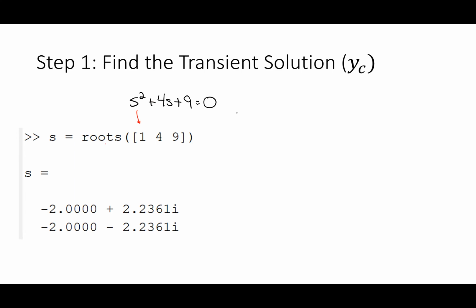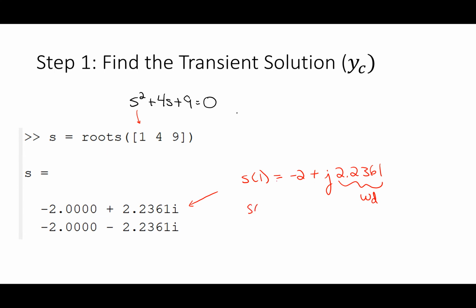Now, if you want to know more about the roots command, you can type help roots in MATLAB, or you can just Google MATLAB roots command and you can find examples and a help page, okay? So what you see by saying s equals roots, I get this sort of vector result here where I see that I have s of 1 is equal to -2 plus j times 2.2361. This guy, the imaginary part, is going to be called omega d, all right?